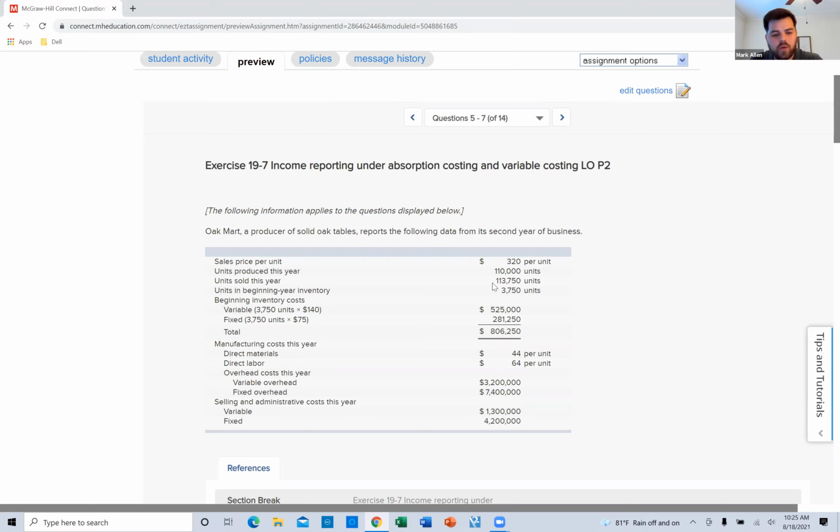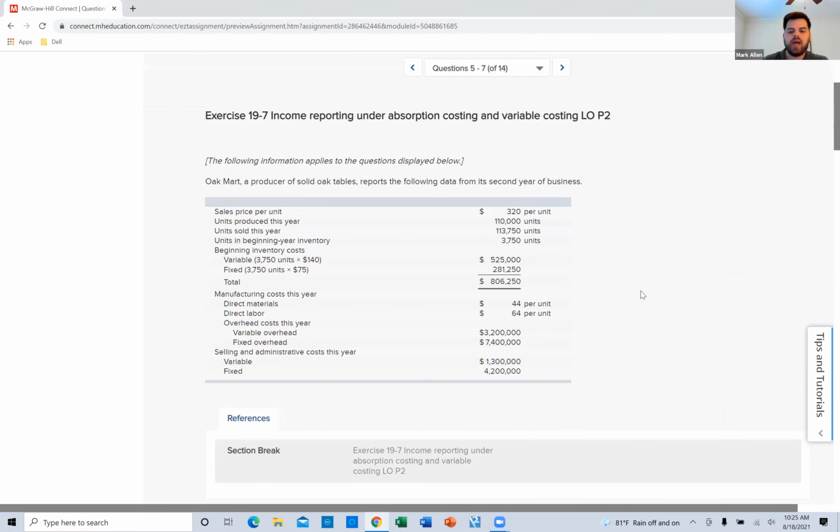So in this case, we're dealing with Oakmark. They're a producer of solid oak tables, and they report the following data. Much like we said before, not a bad idea if you want to go ahead, take a picture of this given information, and then you'll have it as we work through the next 3 problems, because all 3 are using the same set of data. So very important for us to have that, and very likely we're going to get very comfortable with this data set over the next few minutes.